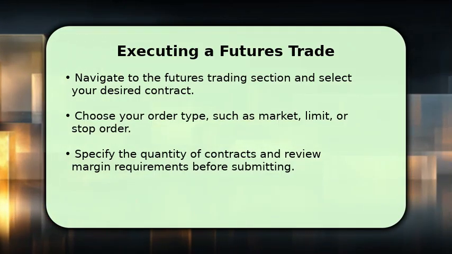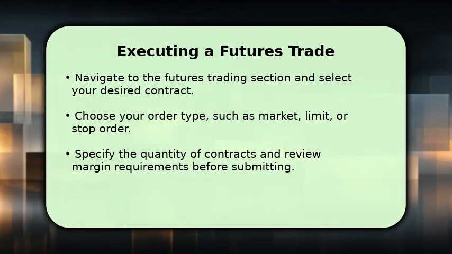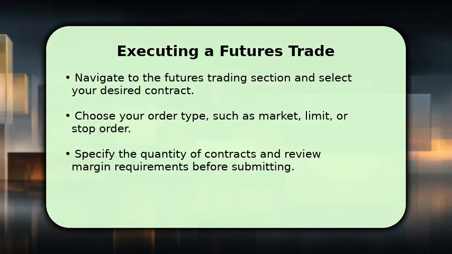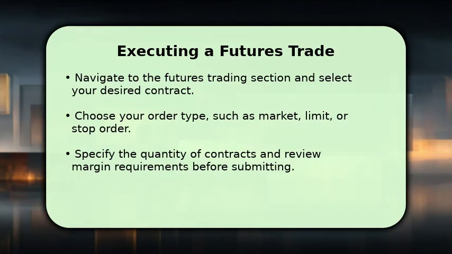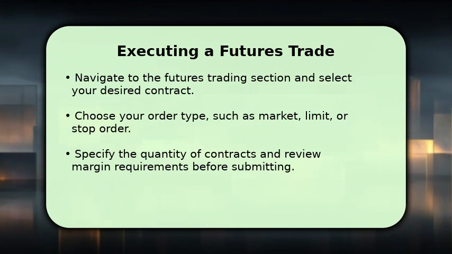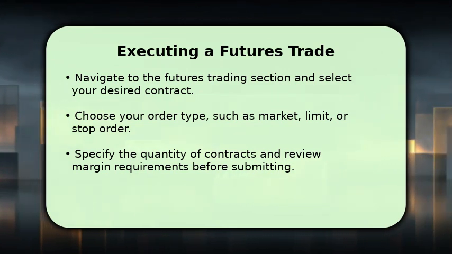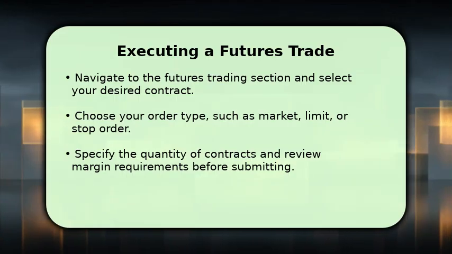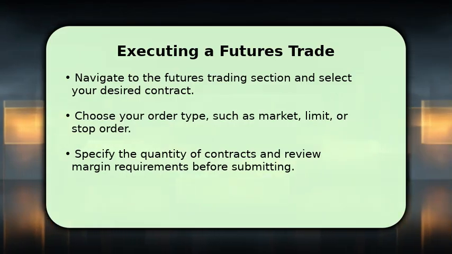Next, decide on your order type. Common options include market, limit, or stop orders. Carefully specify the quantity of contracts you intend to buy or sell. Always review the initial and maintenance margin requirements displayed before finally submitting your order for execution.